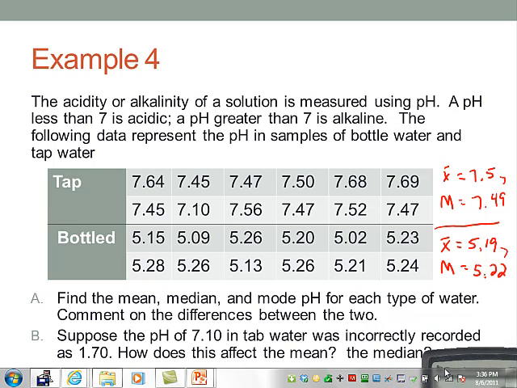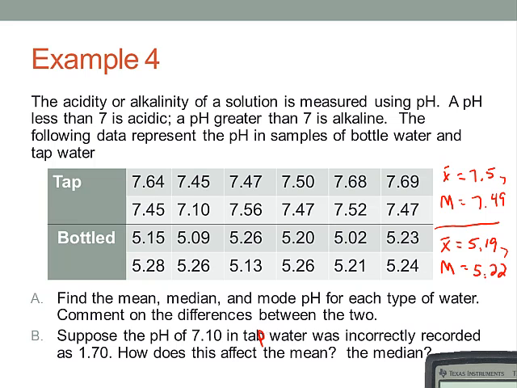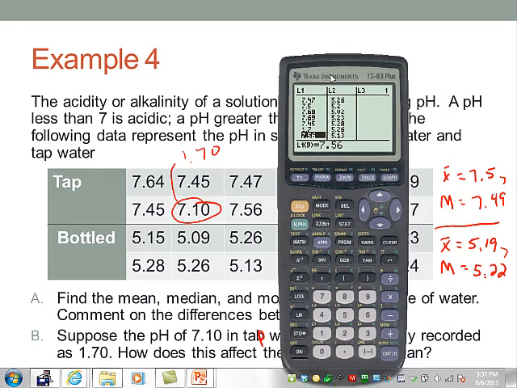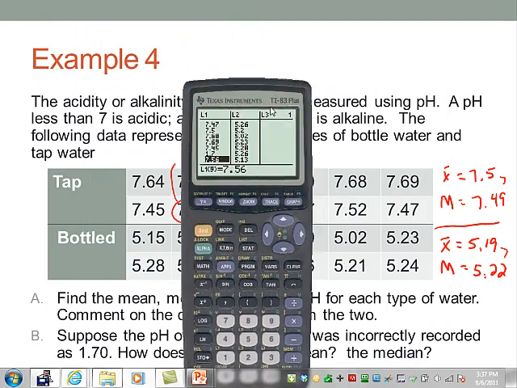Okay, now part B. Suppose the pH of 7.10 in the tap water was incorrectly recorded as 1.70. So where is that 7.10 right here? If instead of putting 7.10, we had accidentally put 1.70 when I went into stat, edit, so 7.10, if I had incorrectly put 1.70, how would that have affected the mean and the median?